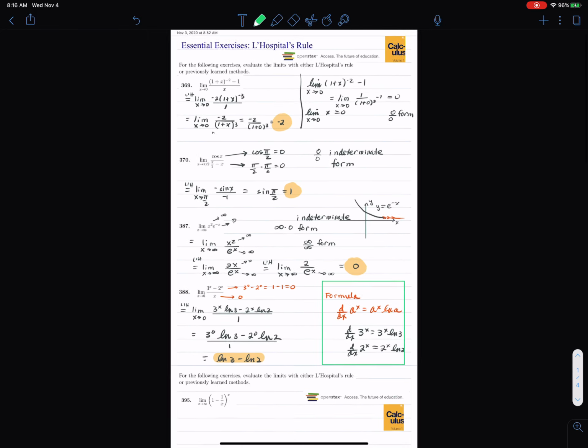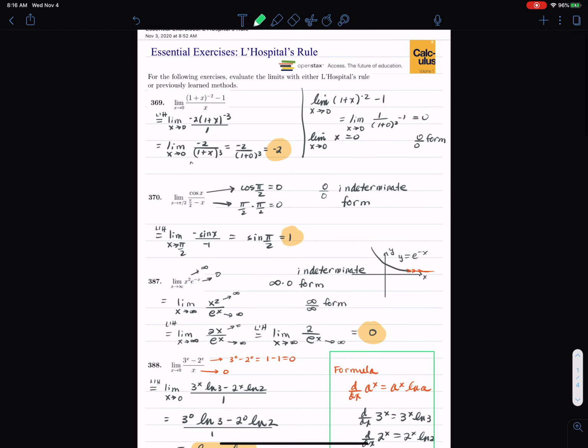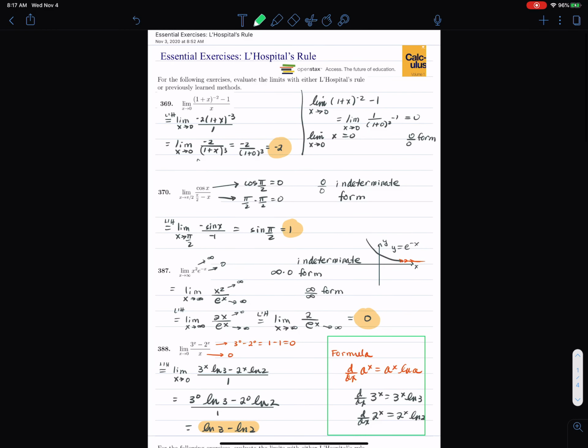Okay, let me zoom out first. These problems are from Openstax Calculus Volume 1. It's an open source textbook that you can find at openstax.org. I'm a teacher. I don't have any affiliation with that organization, but we're using this textbook in the spring.